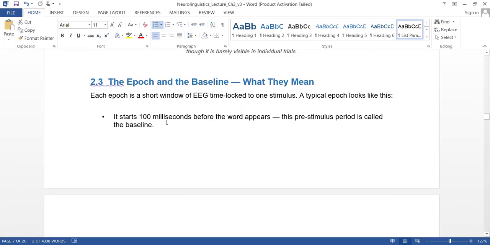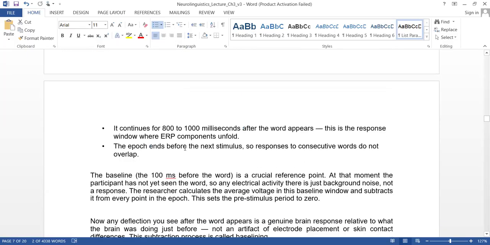Before the word appears, this pre-stimulus period is called the baseline. You haven't seen any word, you're waiting for it. That is the pre-stimulus period, called the baseline, and from there we measure everything. It continues for 800 to 1000 milliseconds after the word appears, and this is the response window where ERP components unfold. The epoch ends before the next stimulus.